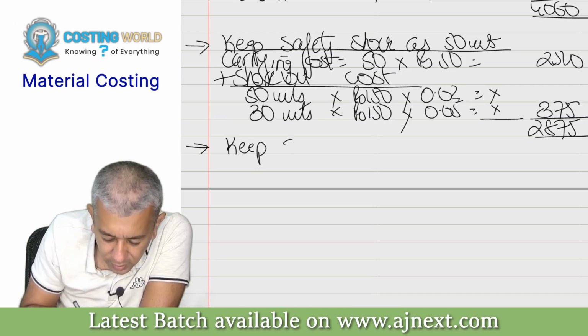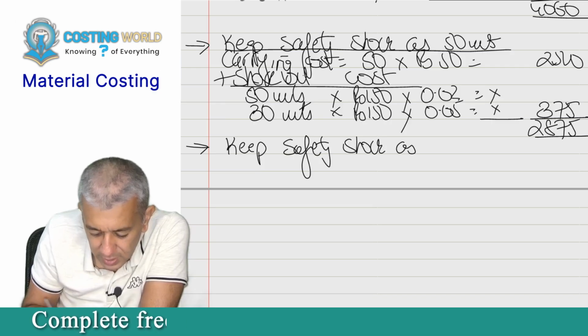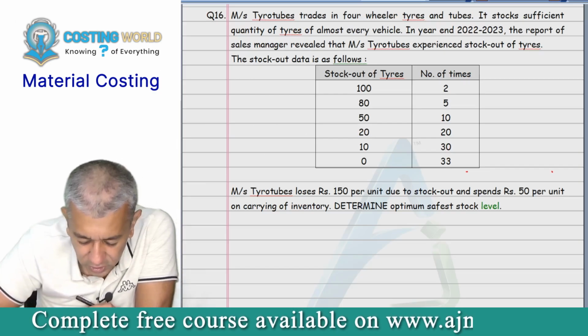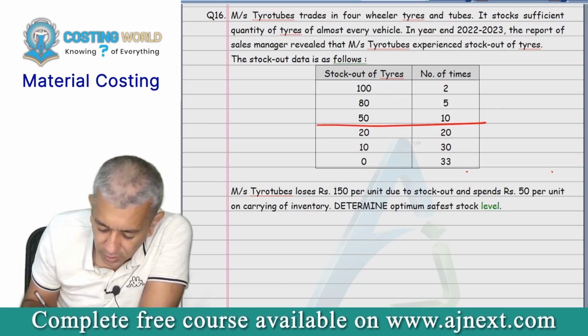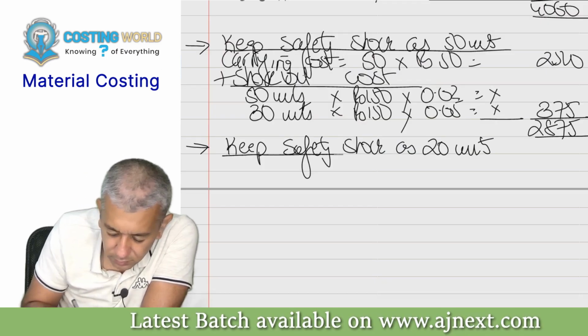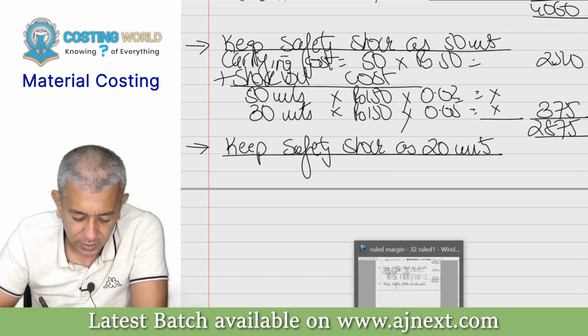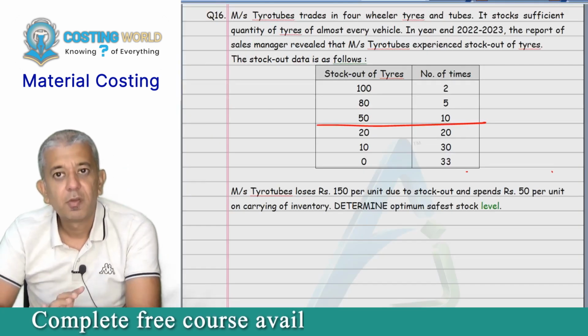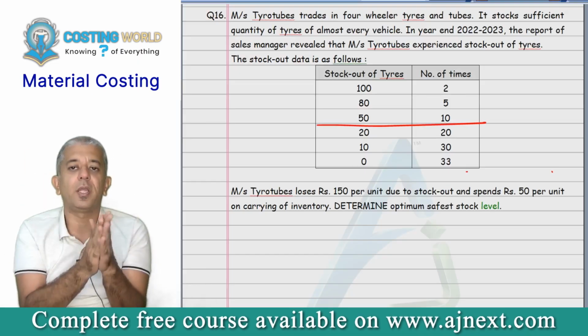So, write down over here, keep safety stock as, after 50, which is the next option, boss? 20 units. So therefore, start, you all finish. I don't think you all will face a problem. Finish off 20, finish off 10, finish off 0. Please finish off those particular things.